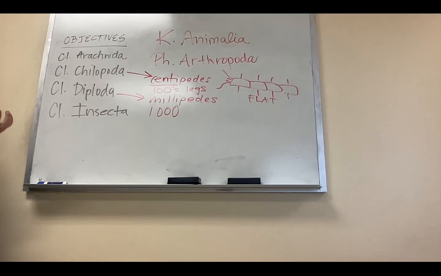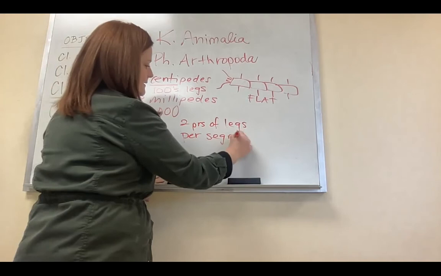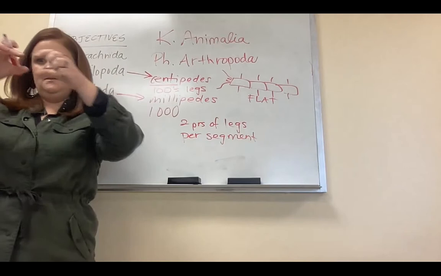So these have two pairs of legs per segment. So it would look like this. You know what a roly-poly looks like? You know how it has a more rounded back, where the centipede's flat? The millipede looks like a roly-poly. It kind of has that rounded hump back, but it's longer. And if it was on you, it'd feel like 1,000 legs walking on you.